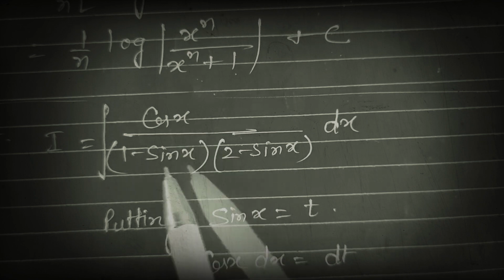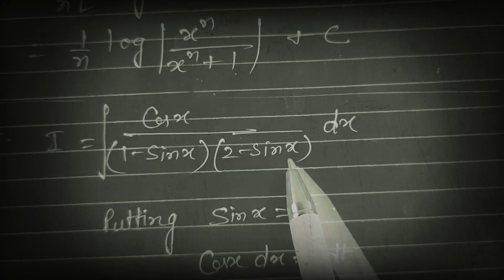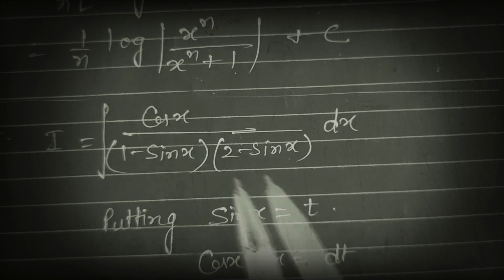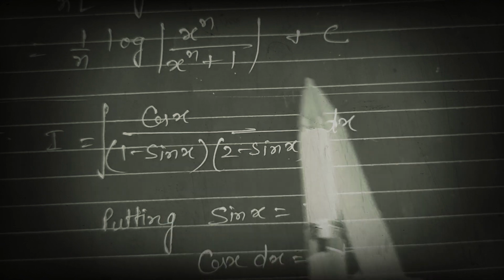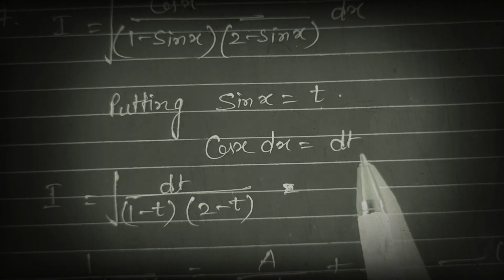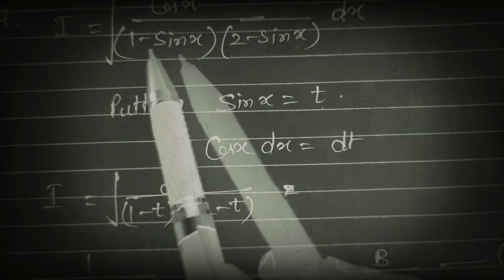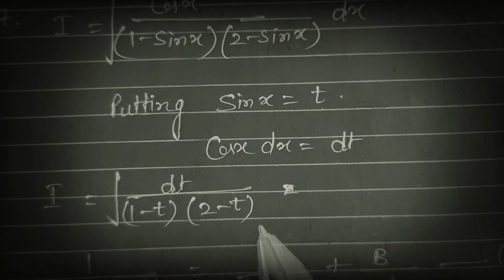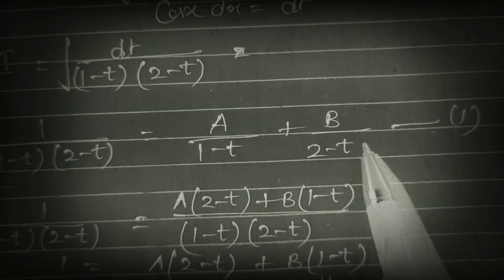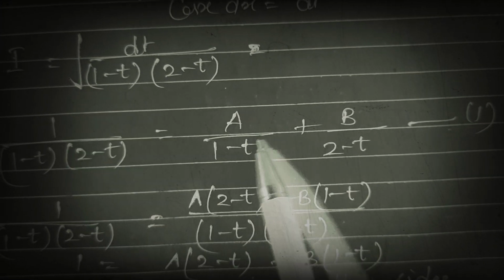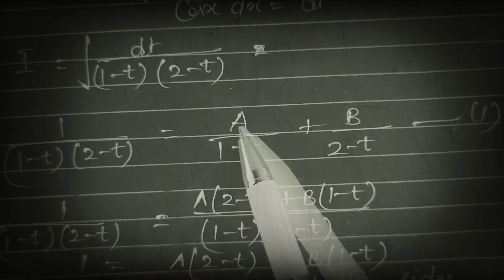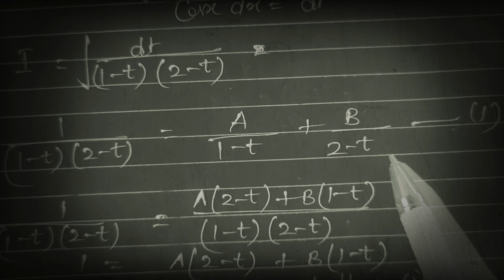Now look at question number 17: cos x upon 1 minus sin x into 2 minus sin x. If I take sin x is equal to t, then the derivative of this: sin x is t, so cos x dx will be dt. So it is dt, it is 1 minus t and it is 2 minus t. This is the same as the first type of question. We can make factors of these, we can make parts of this. 1 upon 1 minus t into 2 minus t को हम लिख सकते हैं a upon 1 minus t plus b upon 2 minus t.